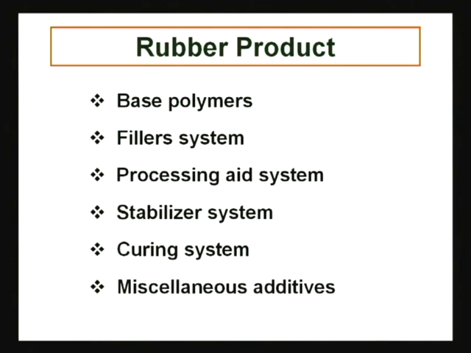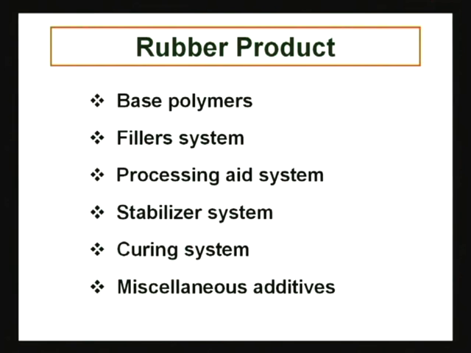Stabilizer system: it stabilizes the rubber against degradation by the environment. Agencies like oxygen, ozone, heat, and electromagnetic radiation like ultraviolet radiation degrade the polymers, because these polymers are hydrocarbon in nature. They are broken down, molecular weight is reduced, sometimes cross linking occurs, and it affects the final properties of the polymer. So, in order to protect from such degradations, the stabilizers are used, and they do not allow the polymer to be degraded.